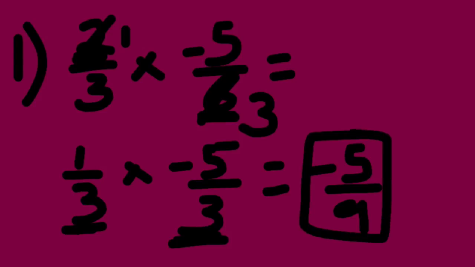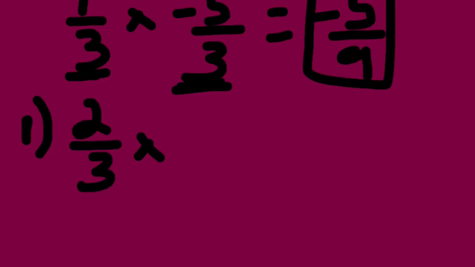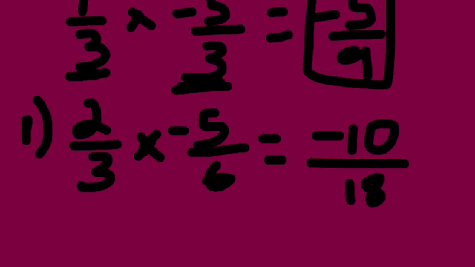Now let's try doing it just multiplying straight across. No cancellation, nothing. It's still the same problem: 2 over 3 times negative 5 over 6. I just multiply it straight. Numerators get multiplied, and denominators get multiplied. So 2 times negative 5 is negative 10, and 3 times 6 is 18. So I get negative 10 over 18.